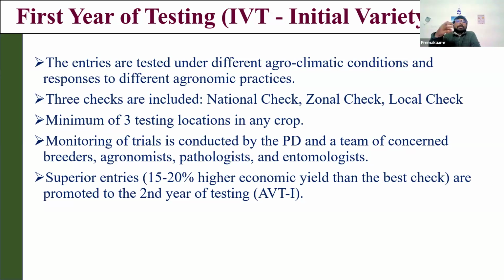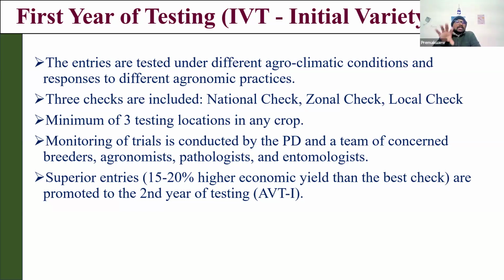You just take approximately. At least it should be 15 to 20% higher economic yield than the check you are using. Then, if you want it specifically for a specific area, you can use a local check, for only some areas. Then, at least a minimum of three testing locations for each crop is very much required. Means they have to go with multi-location trials.